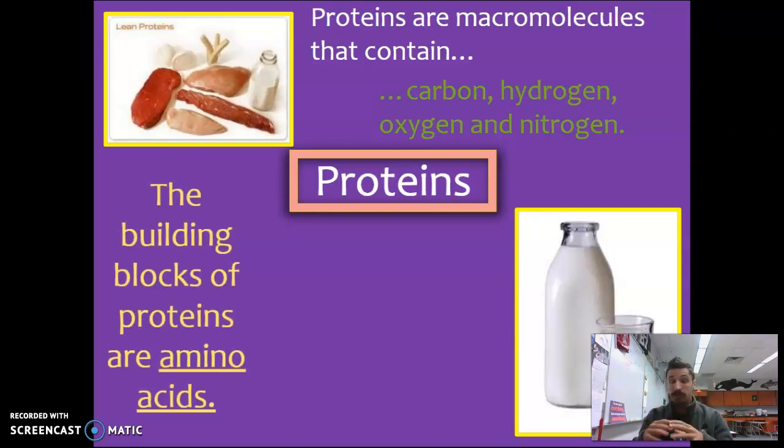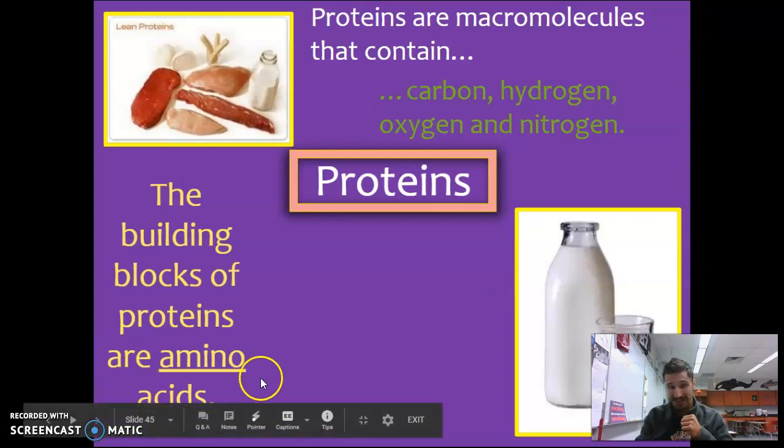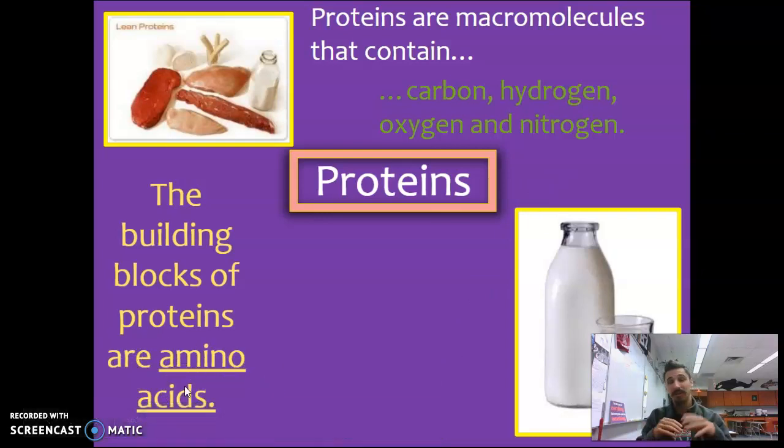The monomers, aka the building blocks, that come together to make up the much larger polymer, which in this case are macromolecules and specifically proteins. The monomers of a protein are called amino acids. You've probably heard of these before. You're not so sure what they are or what they do, but you've definitely heard amino acids before. Amino acids are the monomers of a protein. They build proteins. These are smaller units that come together to make a large macromolecule protein.